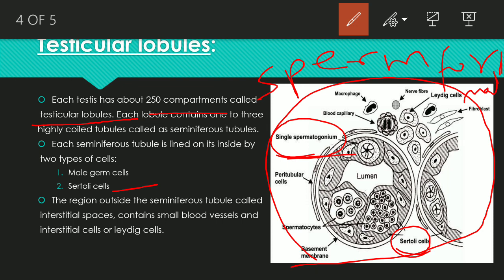And the region outside the seminiferous tubule is known as interstitial spaces. These spaces contain small blood vessels and interstitial cells or Leydig cells. Leydig cells synthesize and secrete testicular hormones, which is androgen.